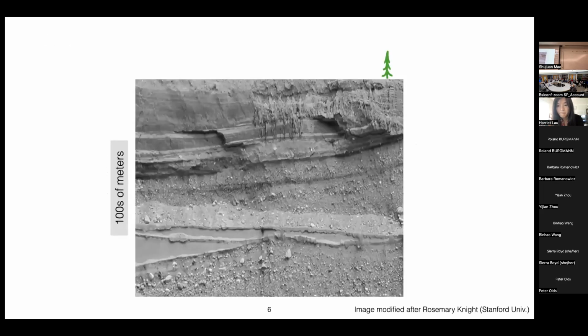So first, let's look at the typical structures of groundwater aquifers or water-bearing formations. So this is a slice typically from the Earth's surface to a few 100 meters below the surface. The tree is not to scale. It shows nicely the layer structures of shallow sediments.